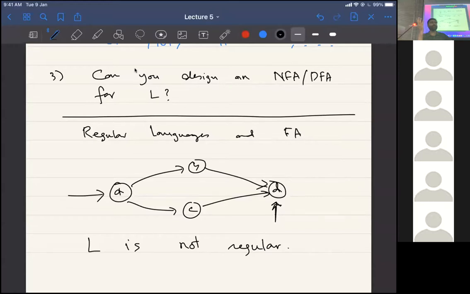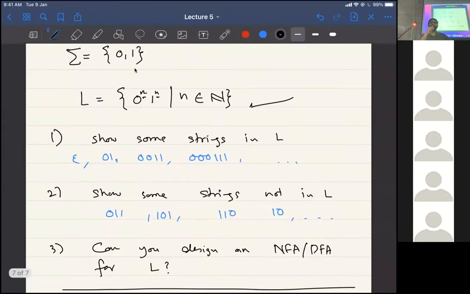No, there is no power set here. This is a language, not the states.